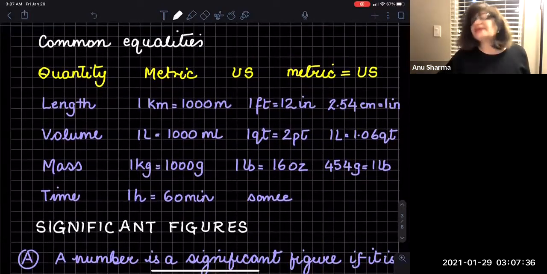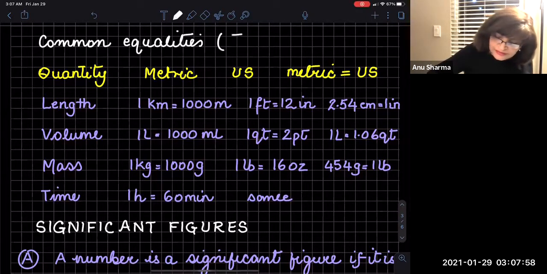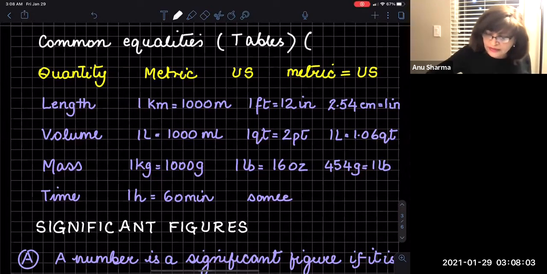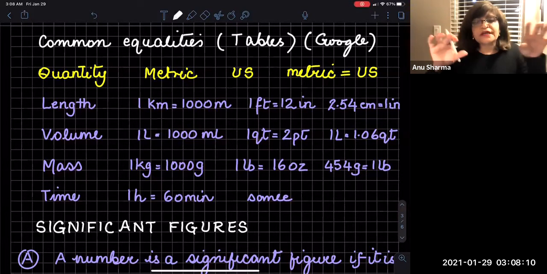Next, commonly we see these equalities. The SI unit, the metric unit, is more common for the rest of the world, and the US has a different system. So we need to equalize the metric and the US system whenever it's needed. For that, you are going to refer to some of the tables. Either on the exams these are going to be given to you, or you can use the tables or simply do a Google search to find out the equality of one unit and the other unit.